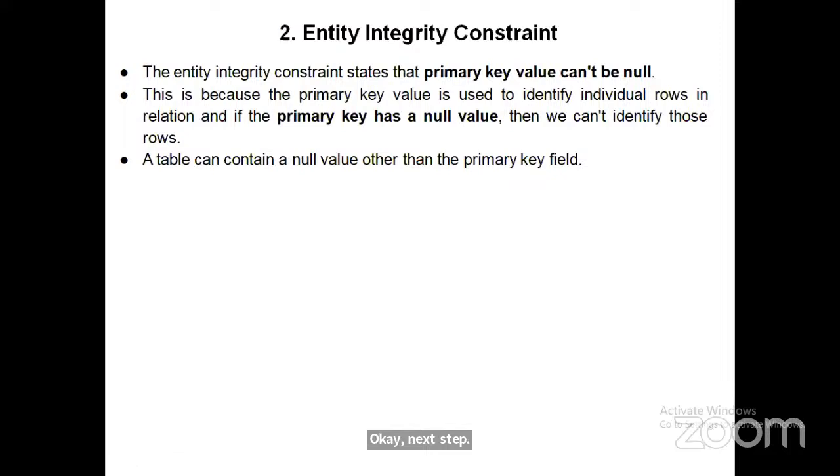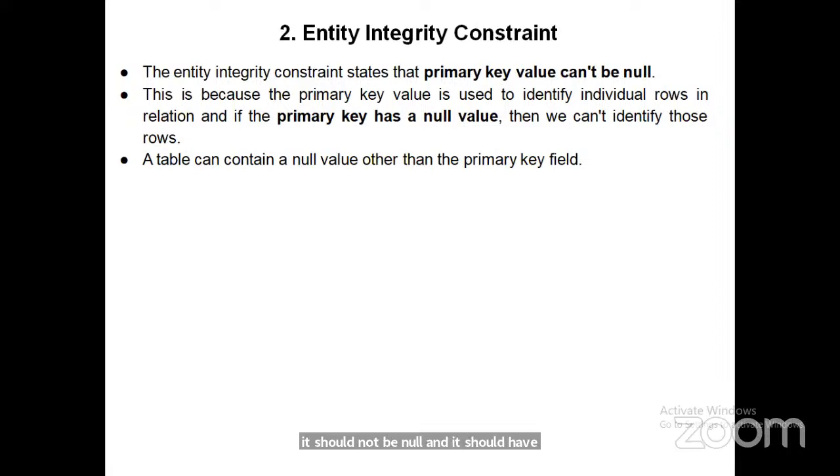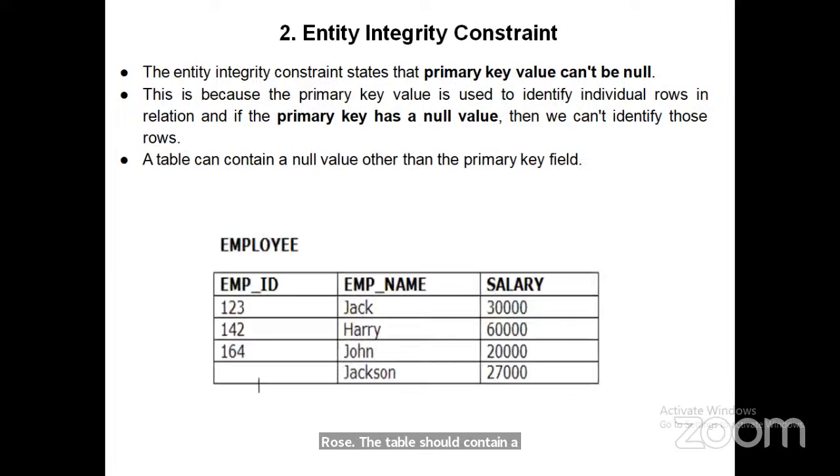Entity integrity constraints. Entity integrity constraints state that the primary key value cannot be null. Already we know the constraint of primary key: it should not be null and it should have unique values. Because of the primary key, it is a valid value. It is used to identify individual rows. If the primary key has a null value, we cannot identify the rows. The table should contain a value other than a primary key.